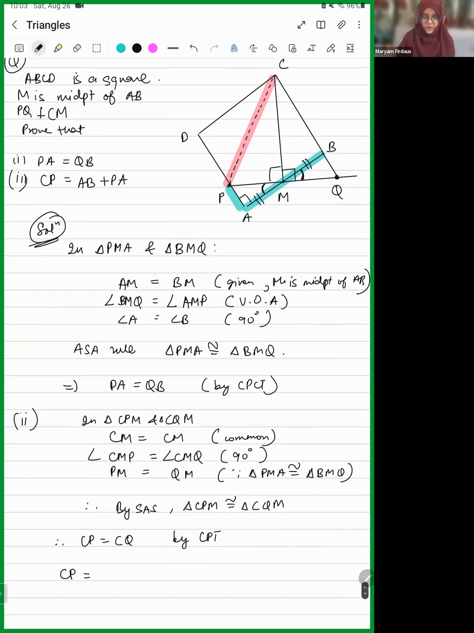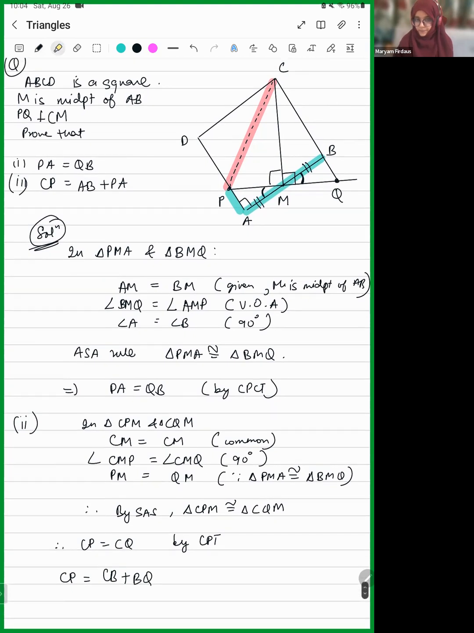Now CP is equal to CQ can be written as, and here you have to pay attention if any of you didn't understand the previous one when I explained this part. CQ can be written as CB plus BQ. Understanding this, Munir, Abdul Jabbar? Yes, ma'am. Okay, so CB is this part and BQ is this part. So instead of CQ, we have written CB plus BQ.